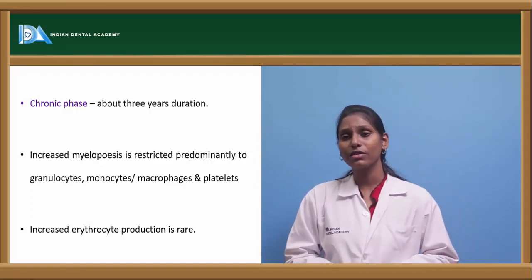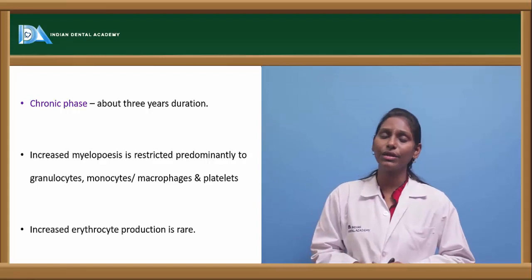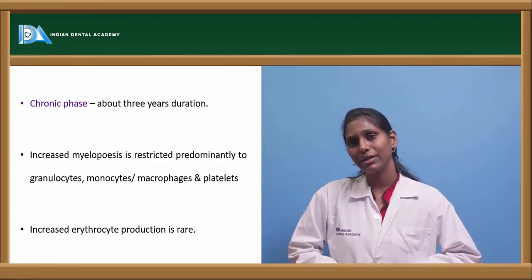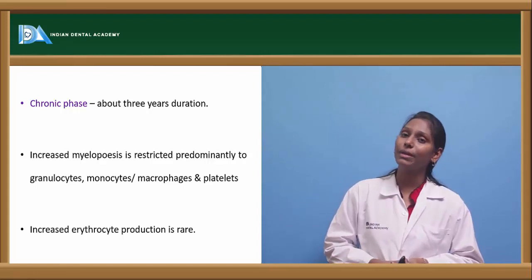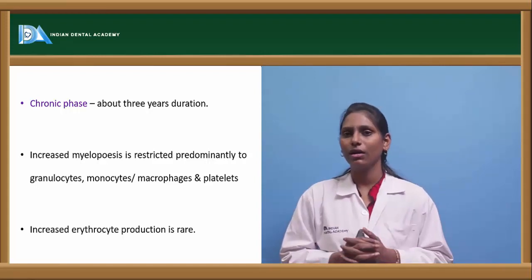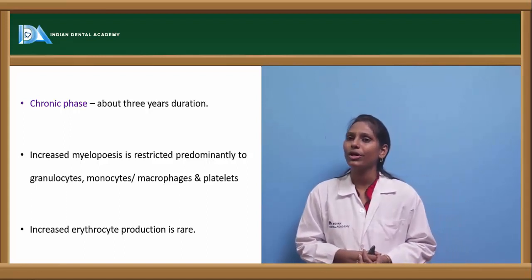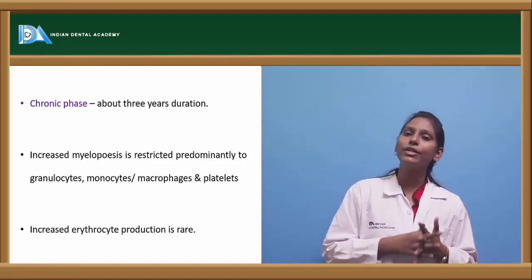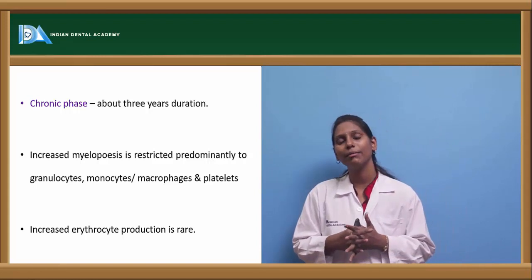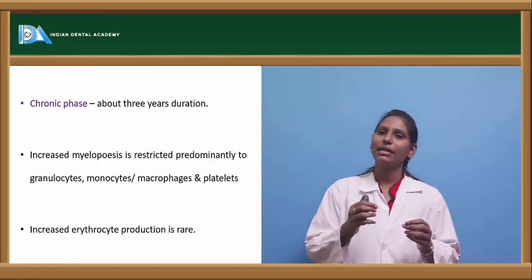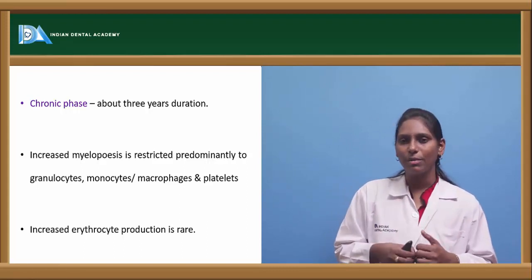Because of this bone lesion, what happens are usually osteolytic in case of CML, and because of these osteolytic or osteomyelitic kind of lesions, it can lead to pathological fractures. Another, again most commonly encountered one in case of CML. And increased myelopoiesis is usually restricted predominantly to granulocytes, monocytes and macrophages. There can be increased erythrocyte production, which is again a rare feature, not very commonly seen.